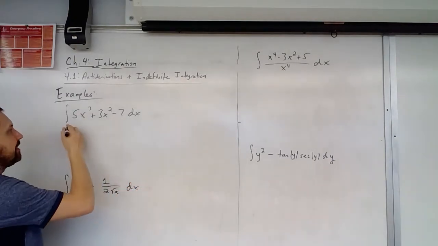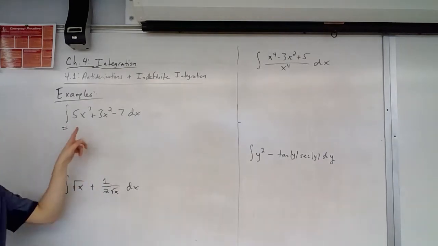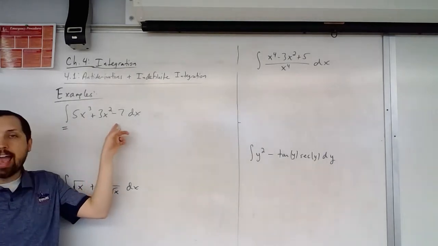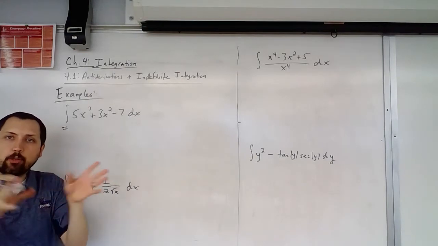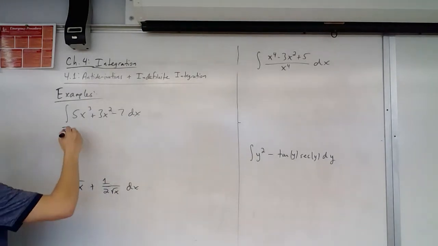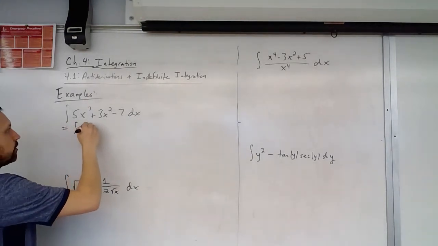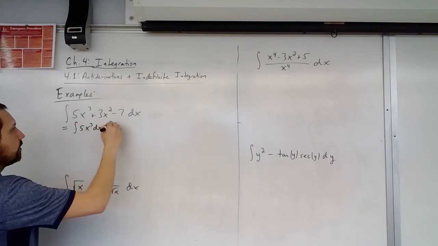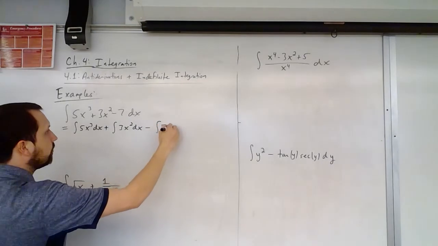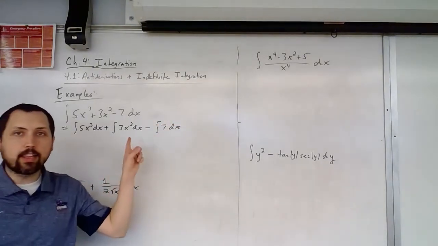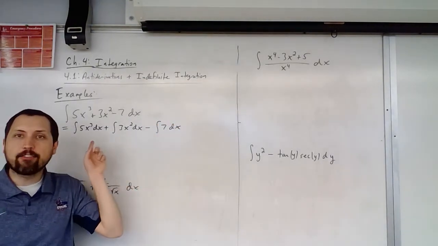So you could see this now as separating this with the adding and subtracting, right? We had that rule that says if you're adding and subtracting them, you could deal with each of them separately. So this could be the integral of 5x cubed dx plus the integral of 3x squared dx minus the integral of 7 dx. One thing, notice here that I have dx's everywhere.